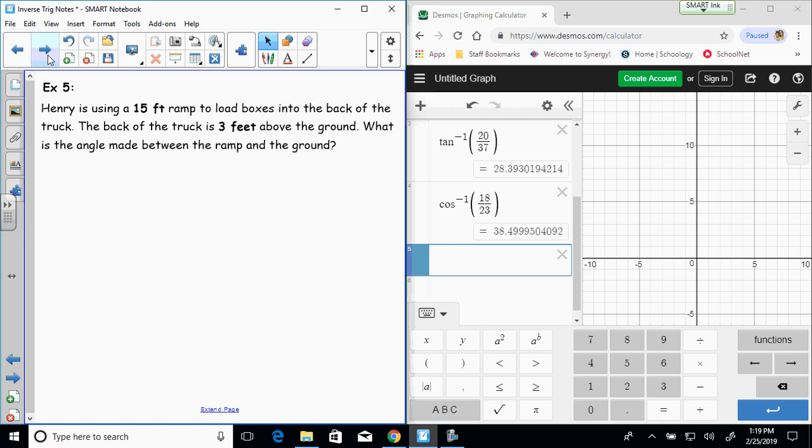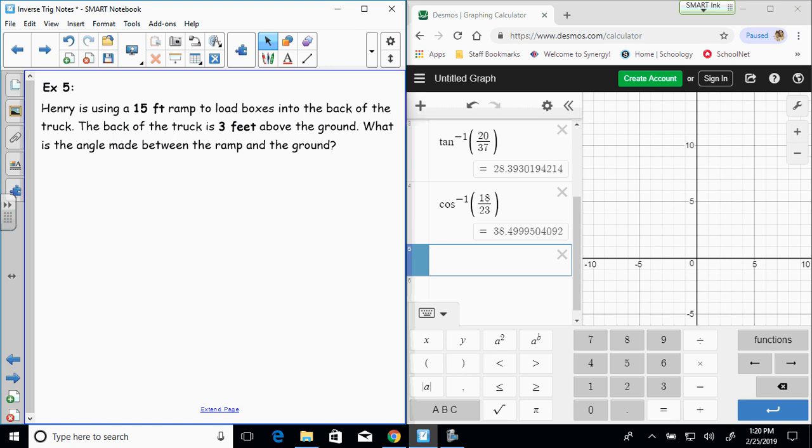Alright, last example. So we have a word problem, and so all you'd have to do here is be able to sketch a right triangle that represents the situation and then do the same thing. So in this one, Henry is using a 15-foot ramp to load boxes into the back of the truck. The back of the truck is 3 feet above the ground. What is the angle made between the ramp and the ground?